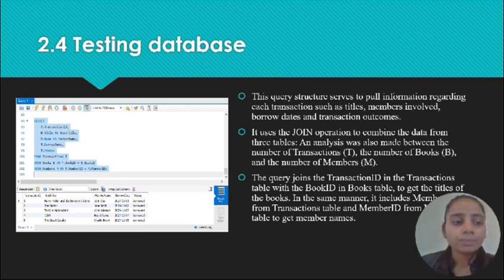Testing the database. It uses the join operation to combine the data from three tables. An analysis was made between the number of transactions, the number of books and the number of members. The query joins the transaction ID in the transaction table with the book ID in the book table to get the titles of the books.